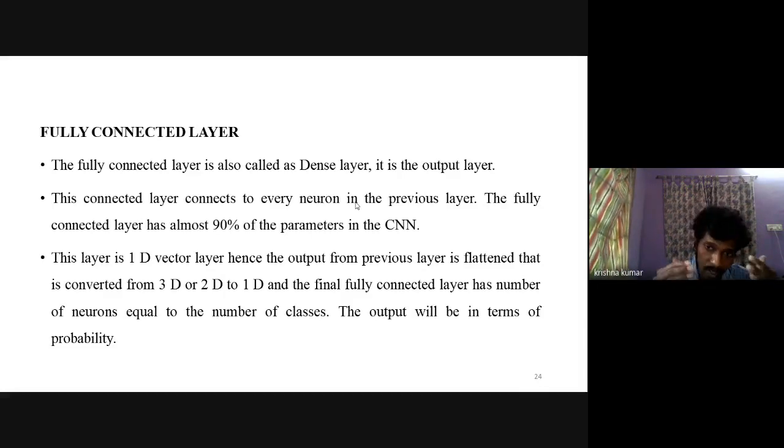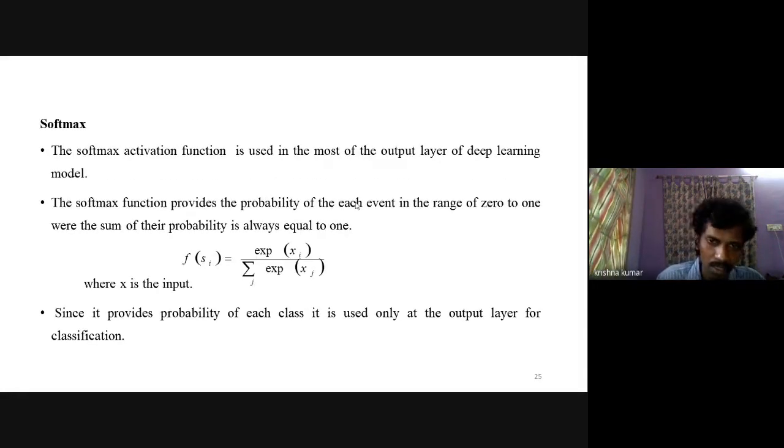From that 1D layer, that vector or array of information, when it is in 2D it will be an array, and when it is in 1D it will be a vector. So we will be getting the probability. By using SoftMax and this equation, we get this probability, and by using this we will be finding under which class it is going to fall.